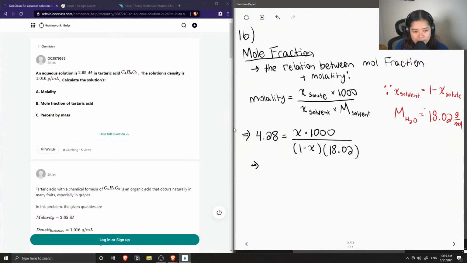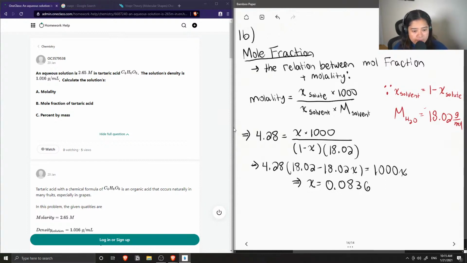Multiplying this in and then bringing it over to the other side, you get 4.28 times 18.02 minus 18.02x is equal to 1000x. And then if we solve for x, you should end up getting 0.0836. And this is the mole fraction of tartaric acid.